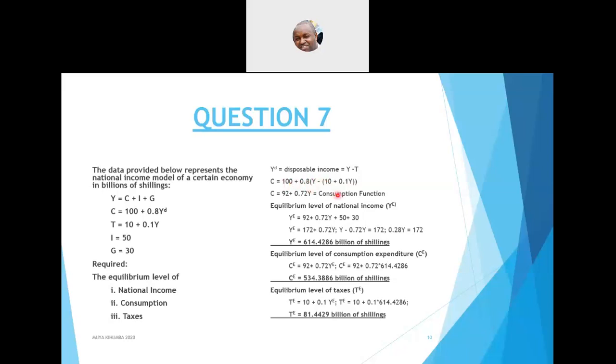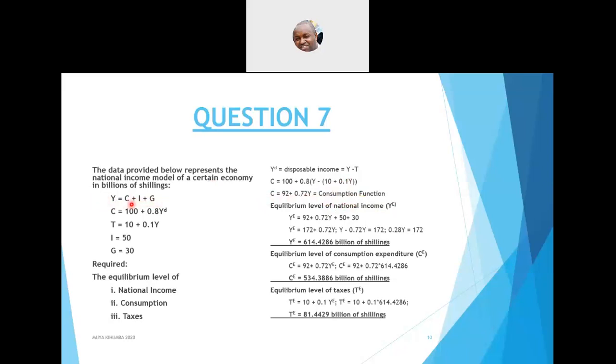If we open that bracket again, we'll have 100 plus 0.72 Y. 0.72 is 0.8 times 0.9, minus 8. 8 is 0.8 times minus 10, which will give us 8. Simplifying that further will give us 92 plus 0.72 Y. And this is our consumption function. What then is our equilibrium level of national income? We simply substitute those values in this equation here.